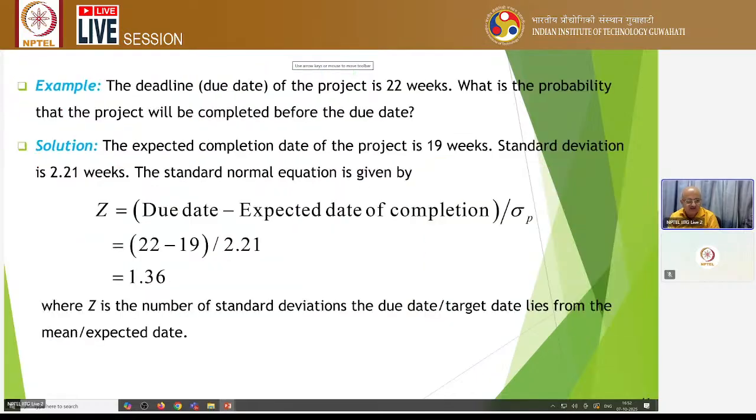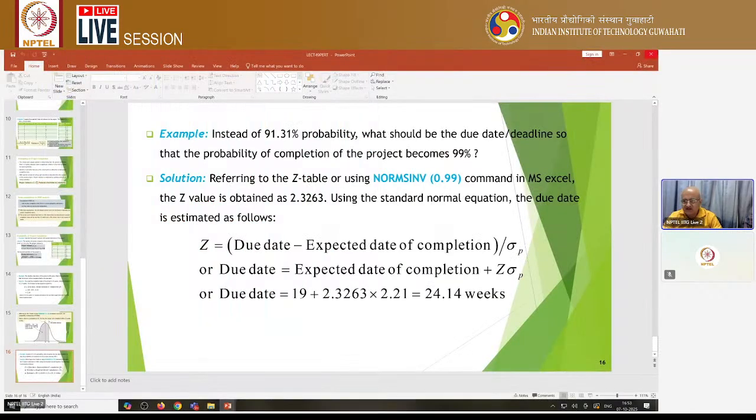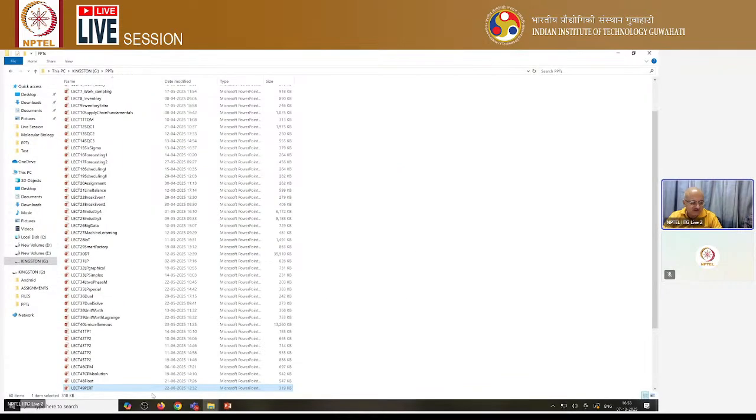And then, if you know the standard deviation, you can say due date minus expected date of completion, divided by sigma p. You can find out the z value. Based on the z value, you can find out the probability of whether the project will be completed or not. This is what you do in that part 3.